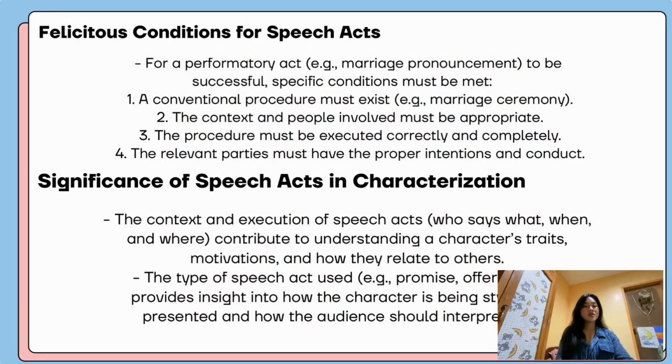So, the speech acts a character performs are not just tools for moving the plot forward. They are integral to shaping how we understand that character. By paying attention to who speaks, when they speak, and what speech act they use, we gain insight into their inner world, personality, and relationships. The speech acts help us interpret how characters view themselves, how they want to be perceived, and how they interact with others, which makes them a powerful tool for characterization.